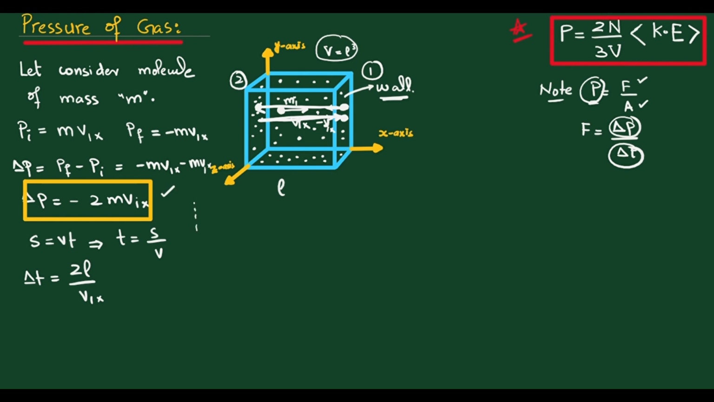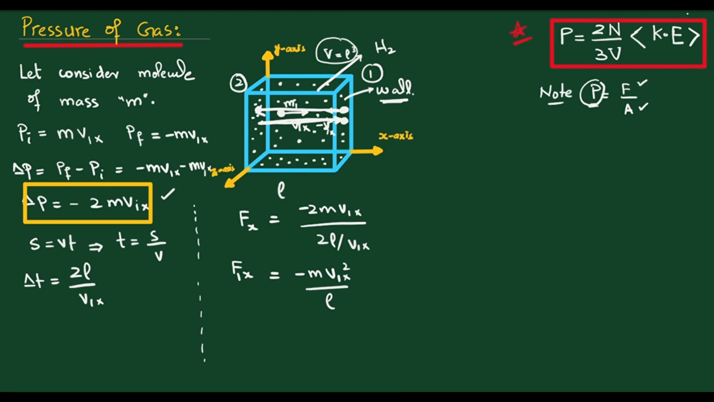Now we are able to find the force, only in the x direction. Fx is equal to delta p by delta t, where delta p is minus 2m v1x, divided by 2L divided by v1x. The 2 and 2 cancel out, and the force along the x direction becomes minus m v1x square divided by L.